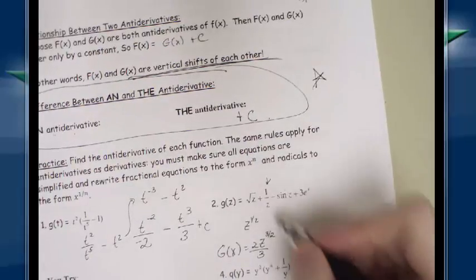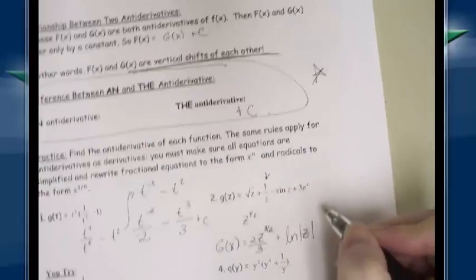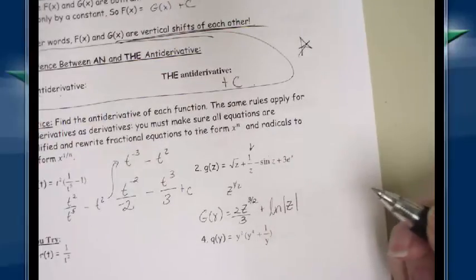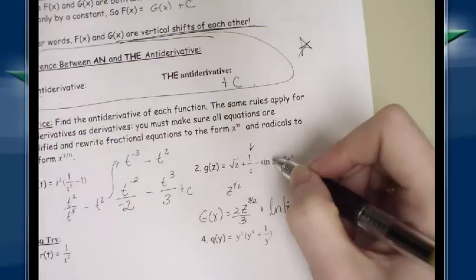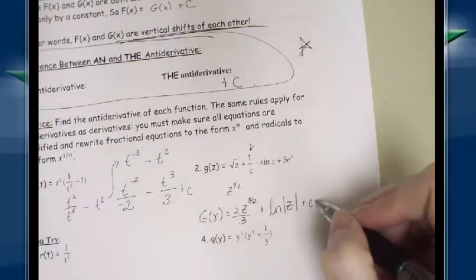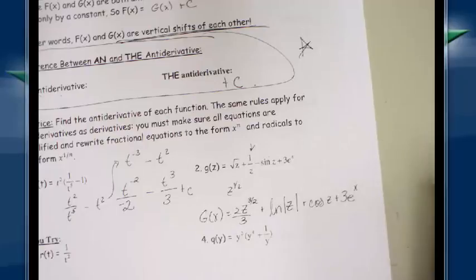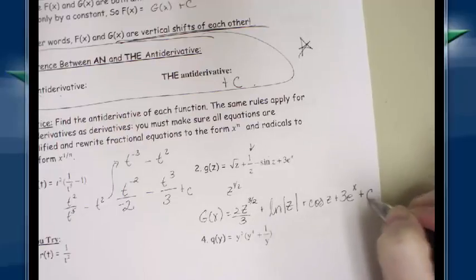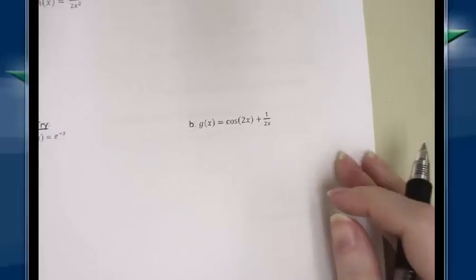Okay, 1 over x means that is the natural log. If you don't have those absolute value bars, it's all for naught. Okay, the negative sign is the answer from when I took a derivative, which means we had cos as the original. And then lastly, e to the x is e to the x. The constant hangs on as a clinger. And the c. The c is your best friend in life.